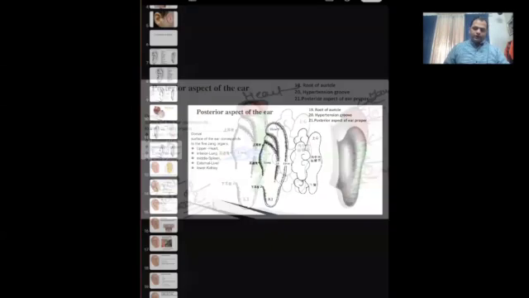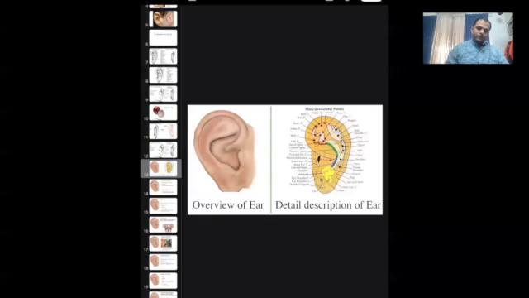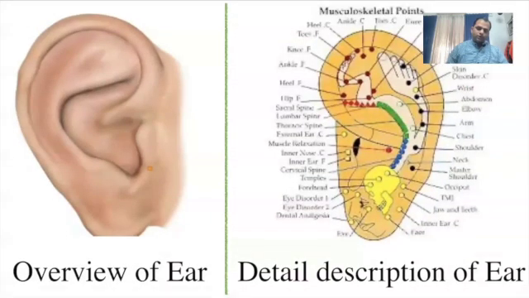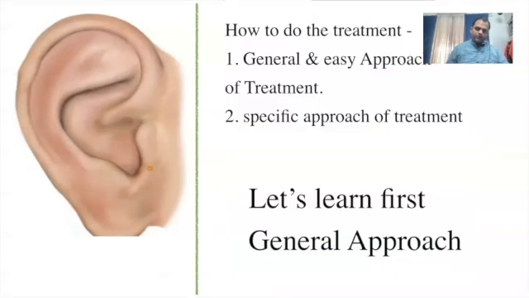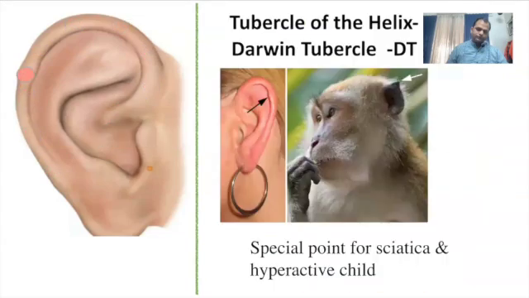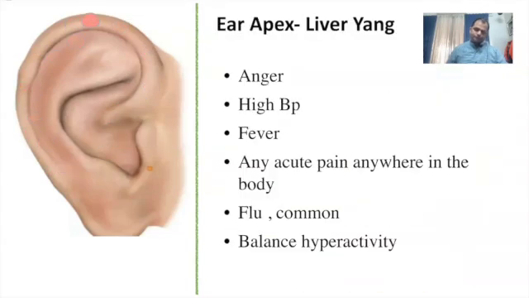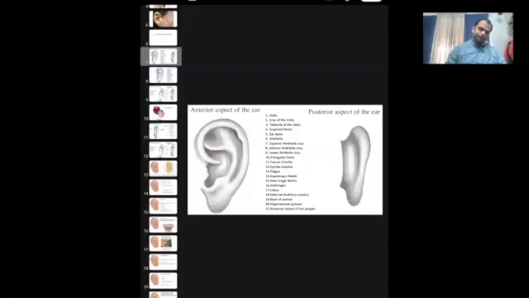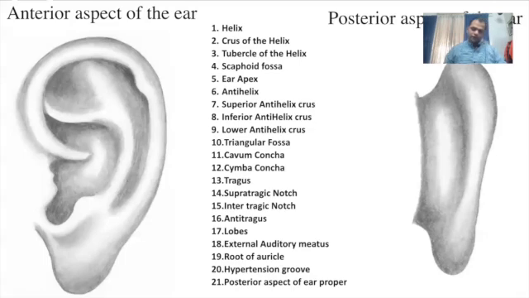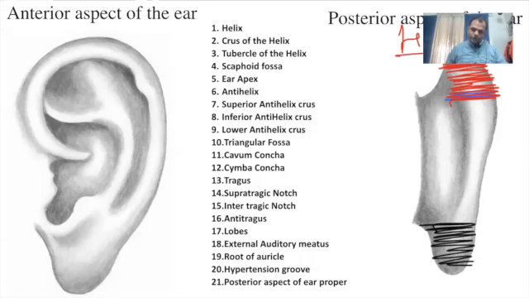So if we look at the ear, अगर हम कान को देखें, the uppermost part will be represented by the heart, this uppermost part will be represented by the heart, and the lowermost part represents the kidney.